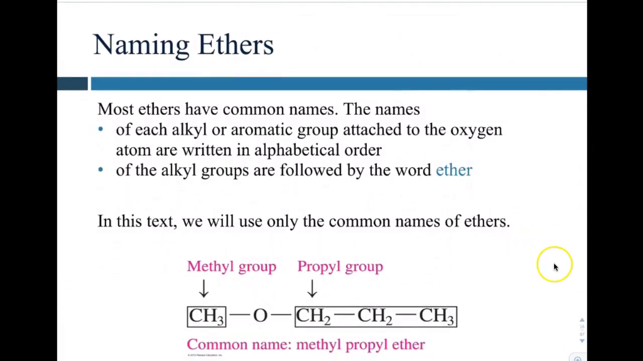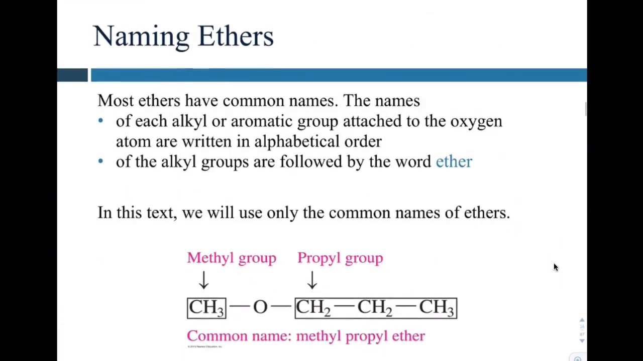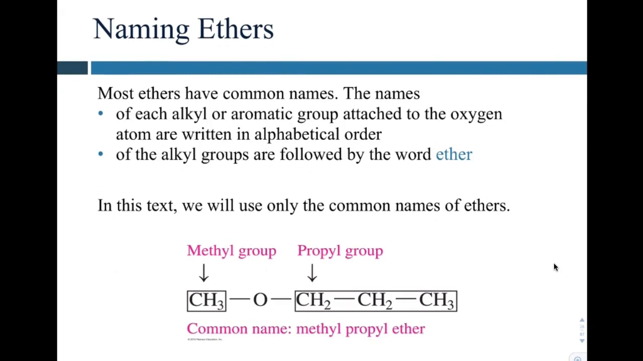Most ethers, though, have common names. The common name is actually a lot easier than the IUPAC name for once. So we're going to be using the common names of ethers because the common name, to me, is more helpful. The common name uses the alkyl group or the aromatic group that's attached to the oxygen. We write them in alphabetical order, and then we write the word ether at the end.